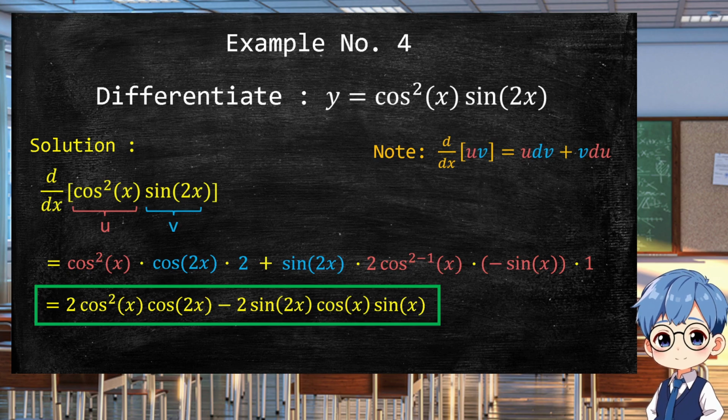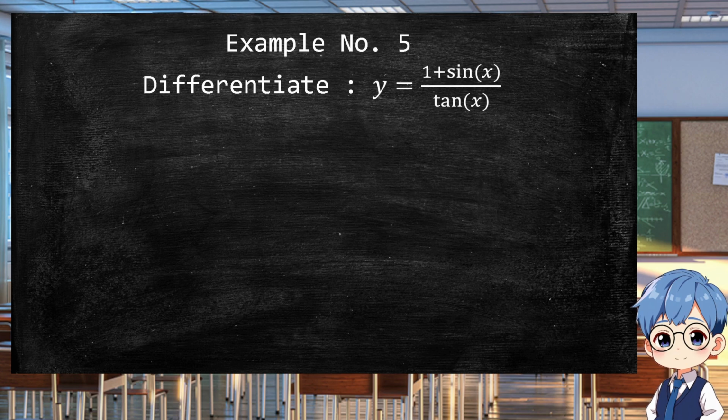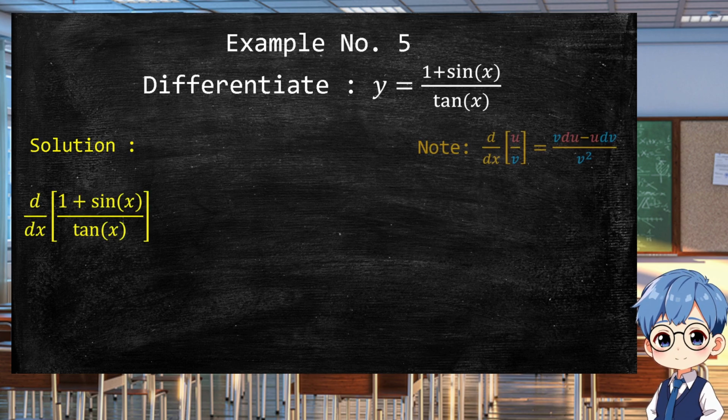Example number 5. So here, we are asked to differentiate y equals 1 plus sine x all over tan x. So this is now applying quotient rule. So just to review, quotient rule, we have here u over v, where u is our numerator, v is the denominator. So the derivative of that is just v du minus u dv over v squared.